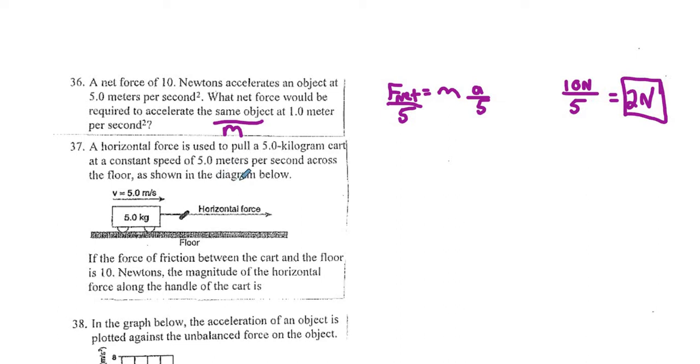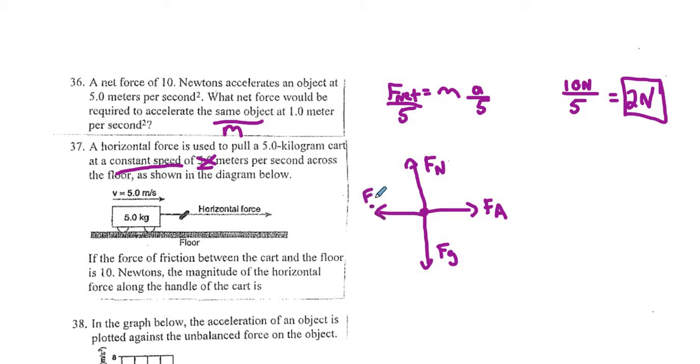The next one says a horizontal force is used to pull a 5 kilogram cart at a constant speed. That's the important piece. The 5 is irrelevant. The fact that it's moving at a constant speed is the important piece. So the free body diagram for this is that you have a downward force of gravity, an upward normal force, an applied force, and then a frictional force.